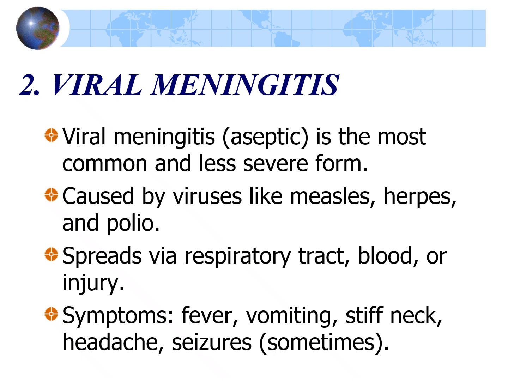Now let's talk about viral meningitis, also known as aseptic meningitis. This type is actually the most common, but thankfully it's usually less severe and can resolve on its own. Viruses like measles, herpes simplex, and even polio can cause it. The virus spreads through the respiratory tract, bloodstream, or direct injury. Signs are similar to bacterial meningitis, like fever, vomiting, neck stiffness, headaches, and sometimes seizures.